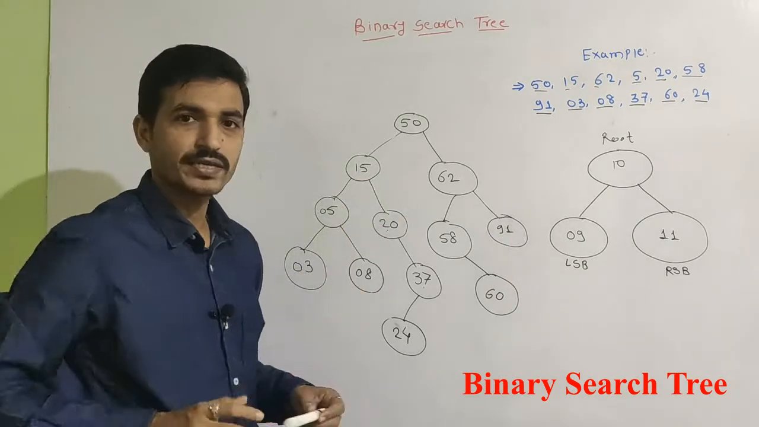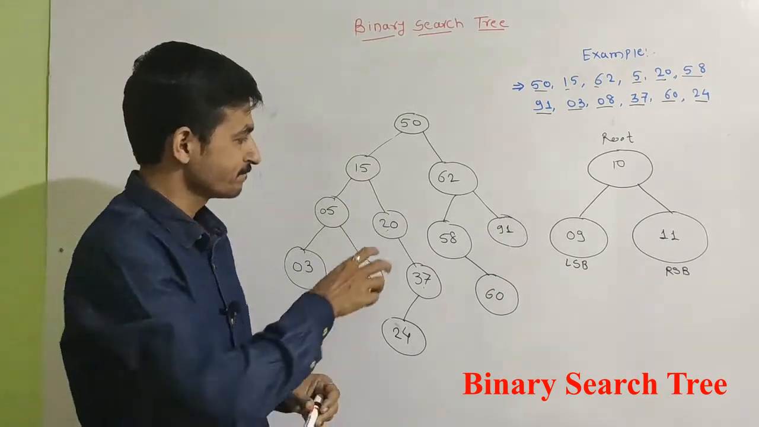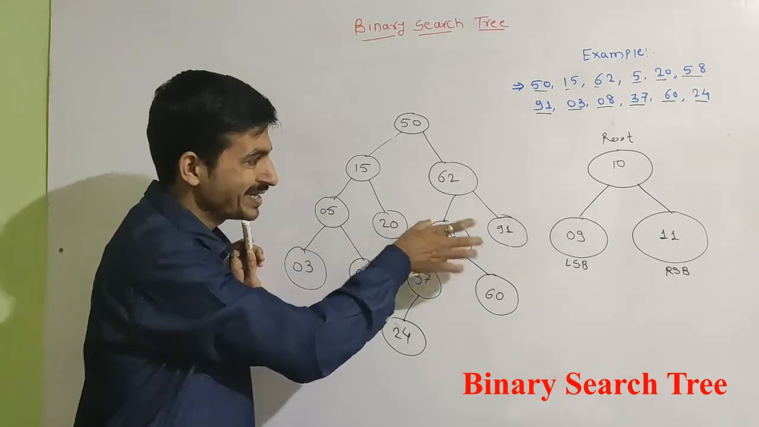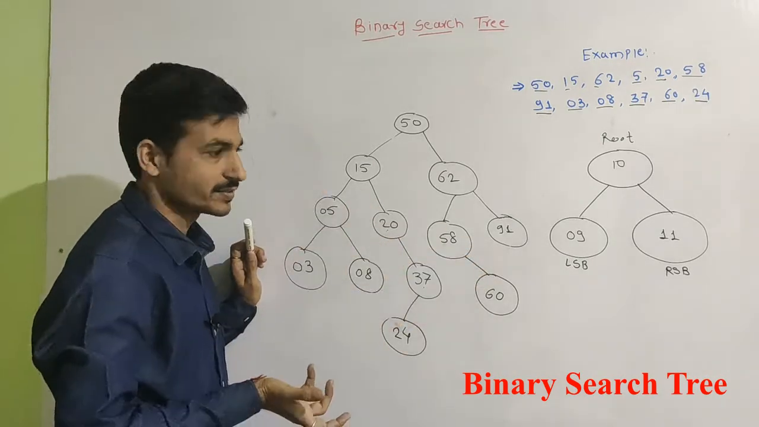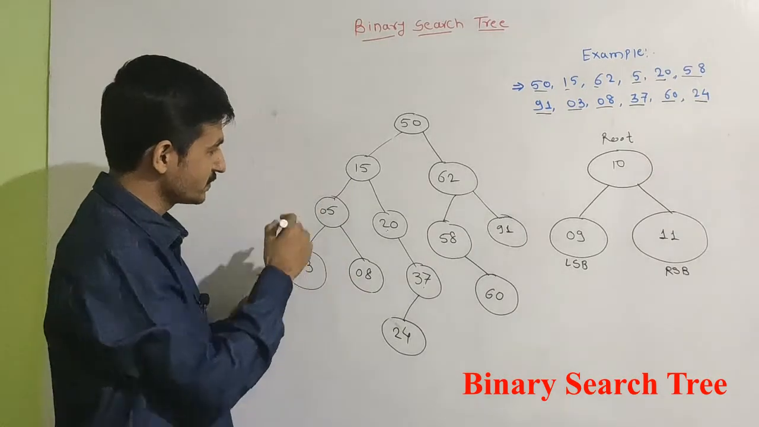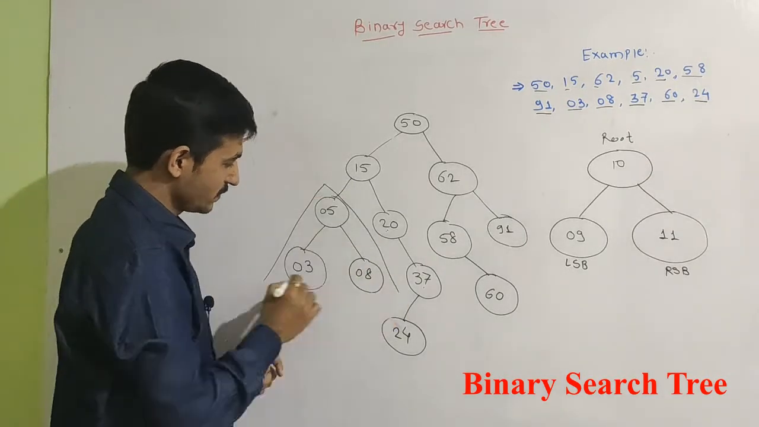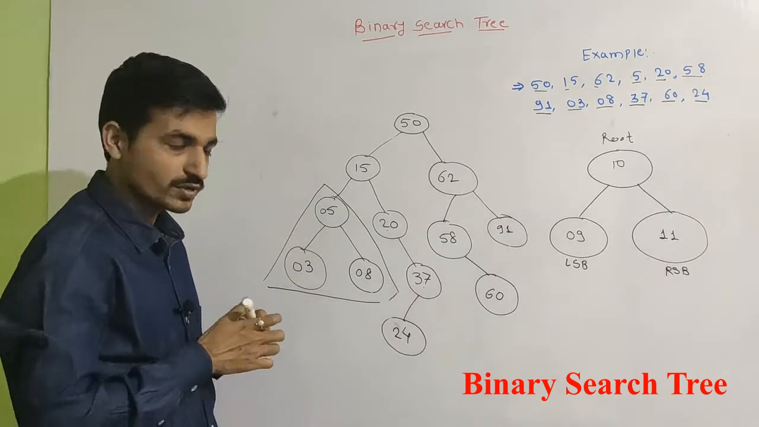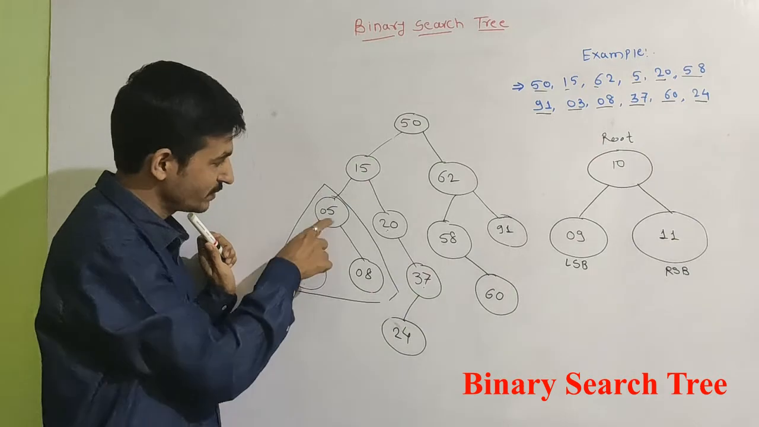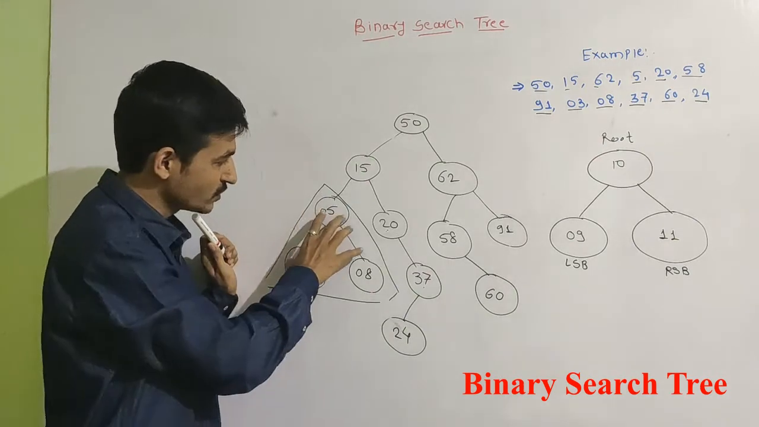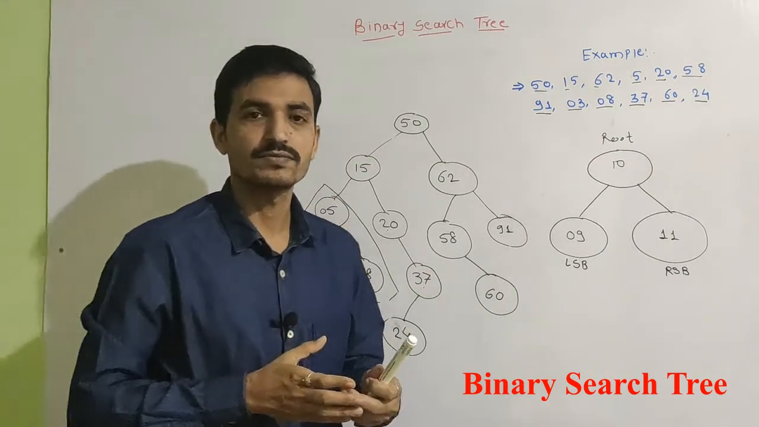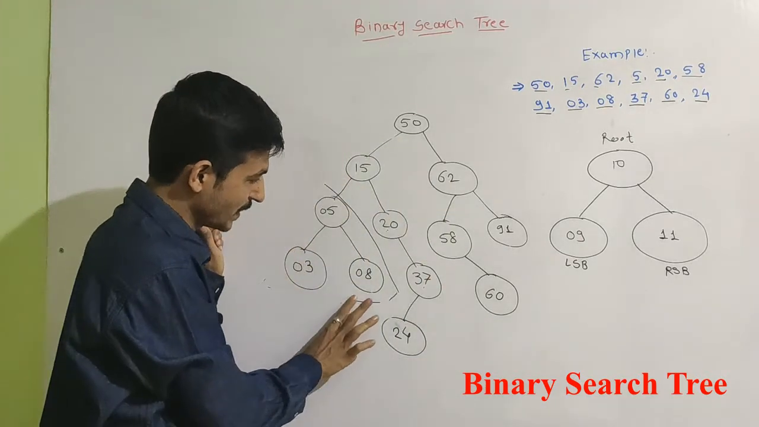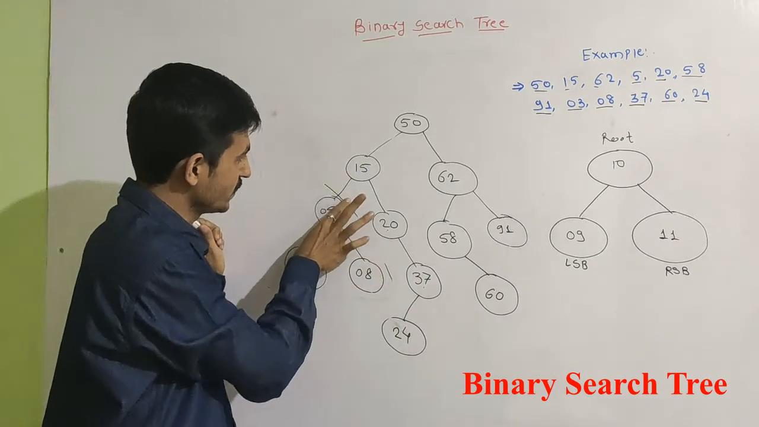If you observe this particular binary search tree, then you understand that any sub branch, any left sub branch or any right sub branch, is also again a binary search tree. If you talk about this sub branch, it is also a binary search tree. 5 is the root, 3 which is less than 5, 8 which is greater than 5. So this sub branch is also again a binary search tree. So in this way, we can construct a binary search tree for any example.